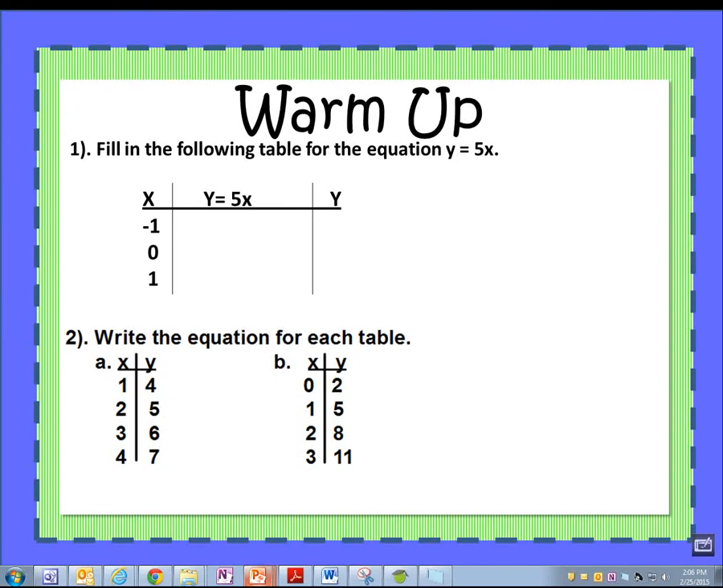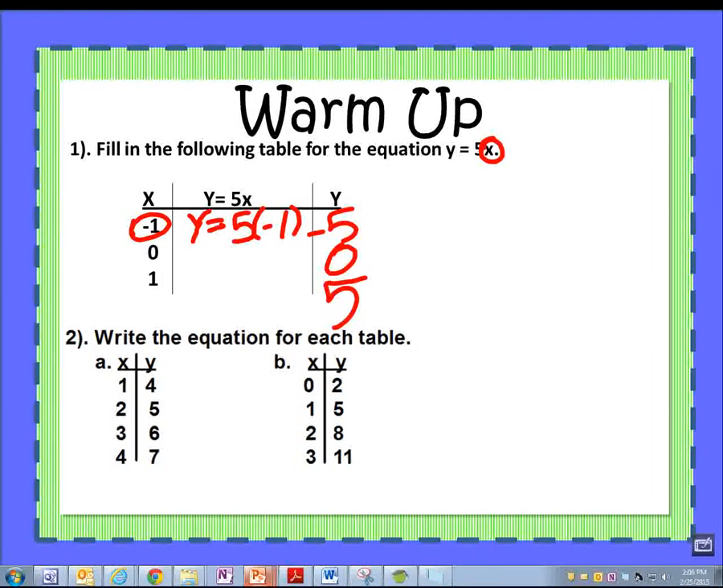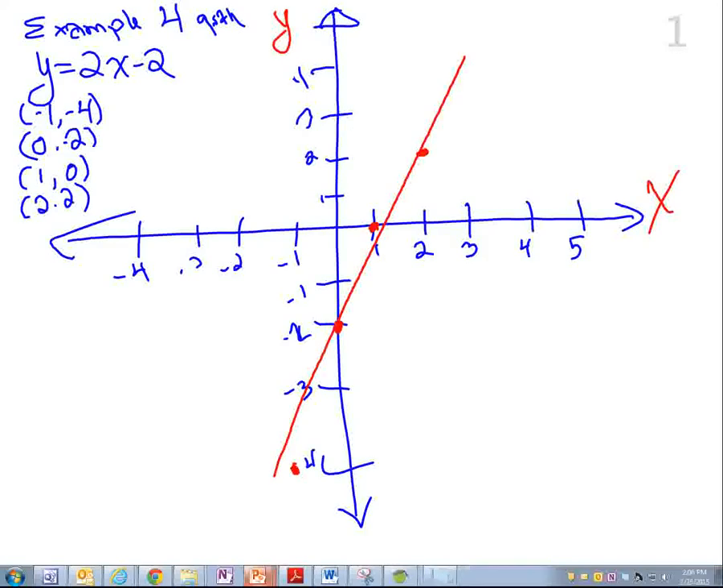So what we're doing with this one, we are going to fill in. We are going to be substituting 5 for x, whatever this x is. So we'd have y equals 5 to the negative 1, and that would equal negative 5. When we substitute 0 in there, y becomes 0. When we substitute 5 in there, it becomes 5. Now that's a review, so I'm not going to stick with that very much.